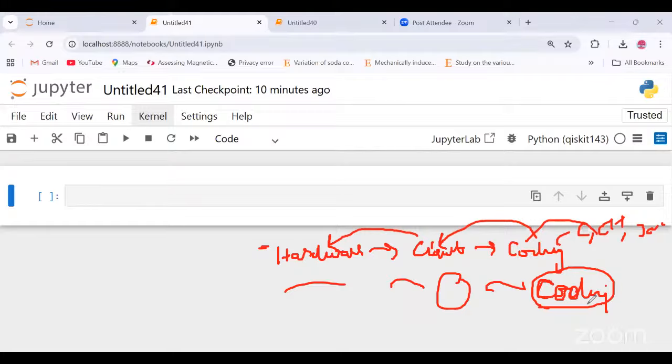IBM and Google and others have created the simulation environment in Python, in Qiskit, and they are giving that simulation environment to us. That environment comes in the form of a library, which we have to import in Python. This is the very basic knowledge I want to give you: first we have to import all the environments in Python. And this is not easy.